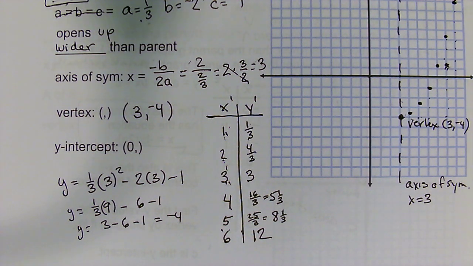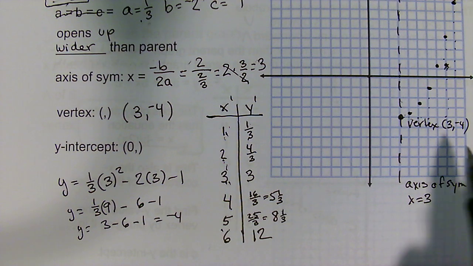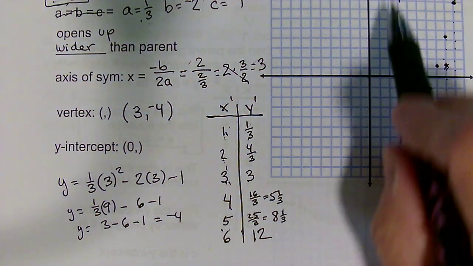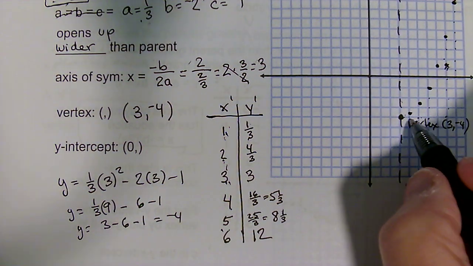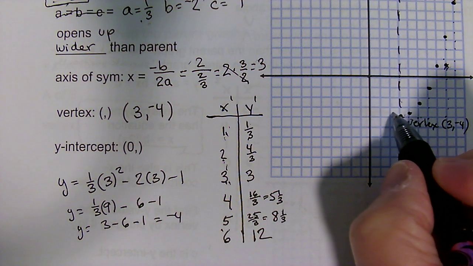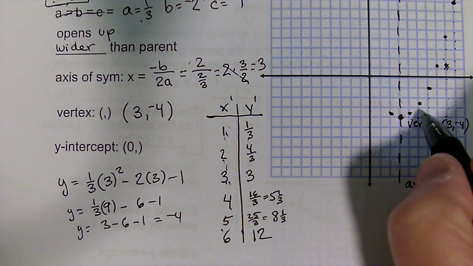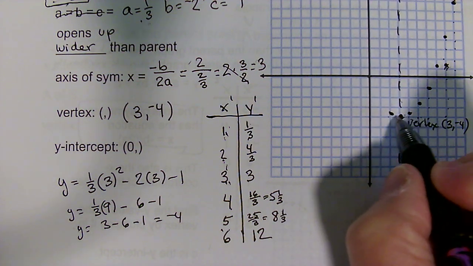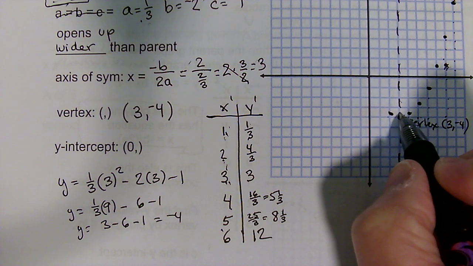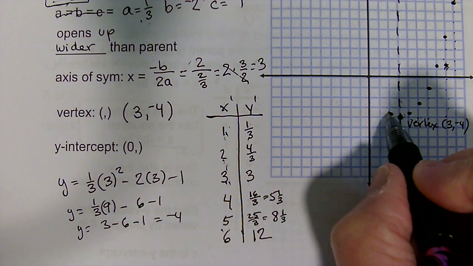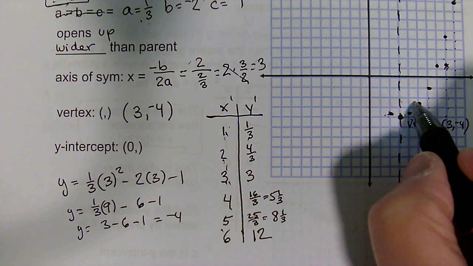Now notice I only plugged in positive values for x, so all these points are to the right of my axis of symmetry. That's because each of these points can be reflected across that line the same distance away. So this point was 1 to the right, so on the same horizontal line I make another point 1 to the left of the axis of symmetry.